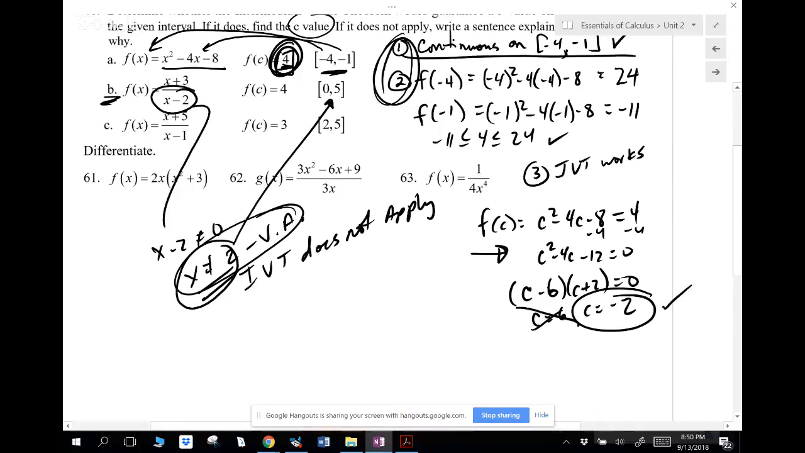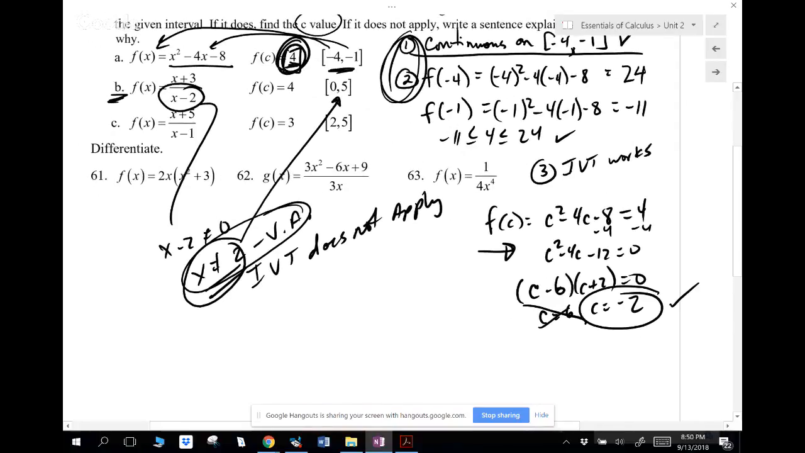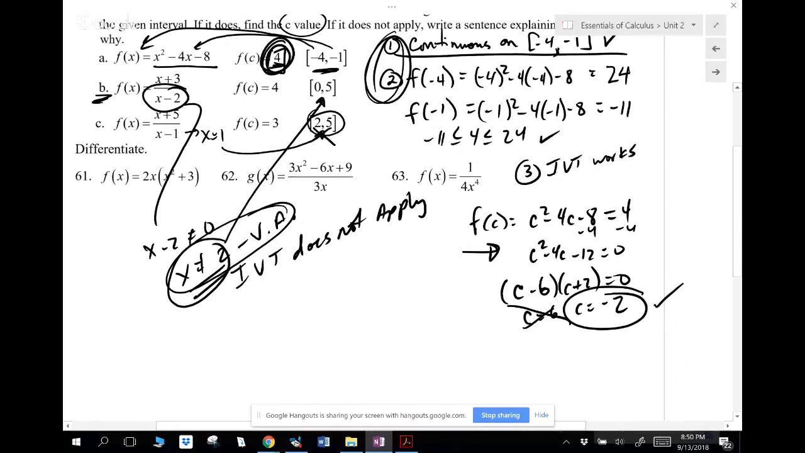This one works because x equals 1 is a vertical asymptote, but that's not in this interval. So I can go and do step 2 and plug in 2 and 5 and see if this other part works, okay? So that's how you deal with the intermediate value theorem.